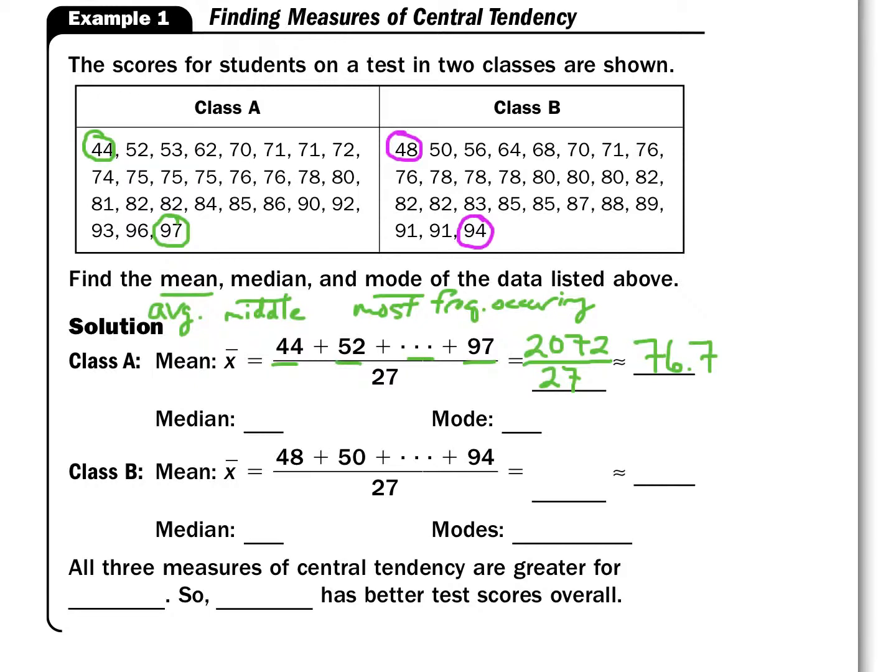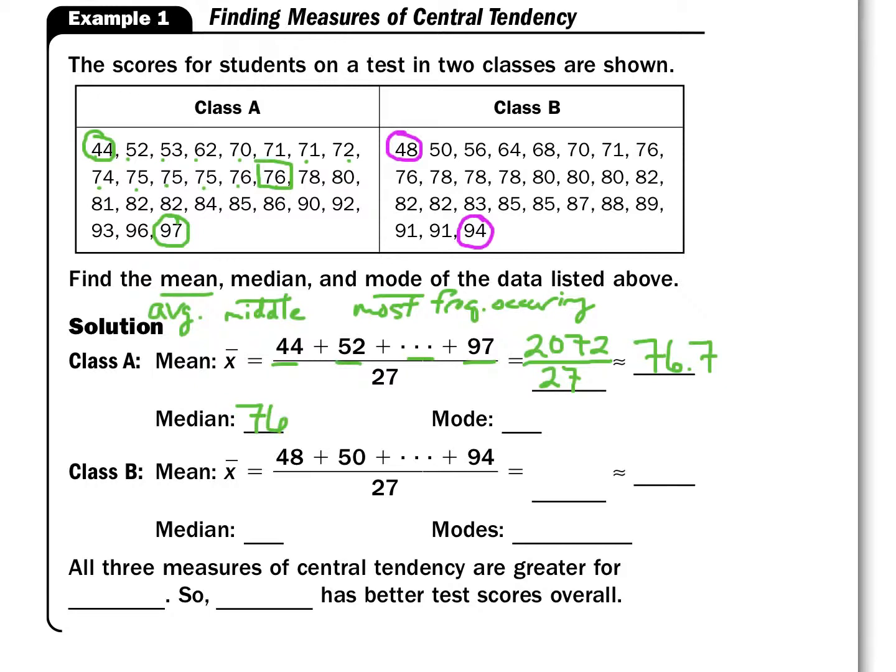For the median, we need to find the middle number. Well, if there's 27 numbers, that means that the very middle number is number 14. So if I walk across 1, 2, 3, 4, 5, 6, 7, 8, 9, 10, 11, 12, 13, 14. So that means that 76 is my median.